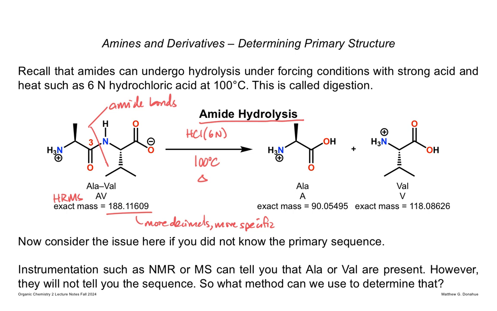And then when you hydrolyze that, you get the 2 amino acids with their exact masses. And then you can say, okay, I have alanine and valine in there. But now the issue is, this technique does not tell you what sequence they were in. It's just telling you that these 2 are there.